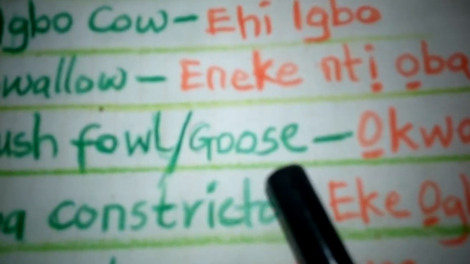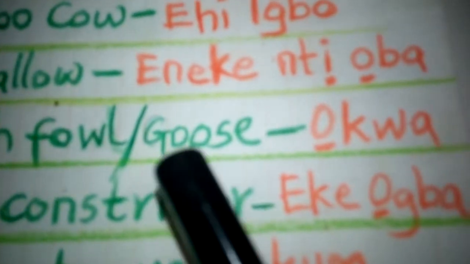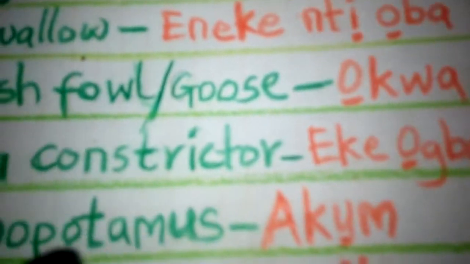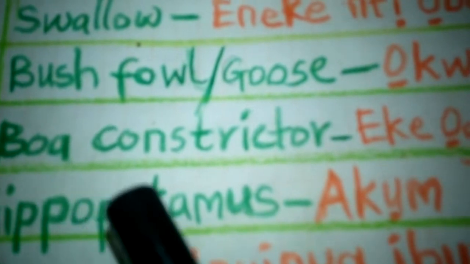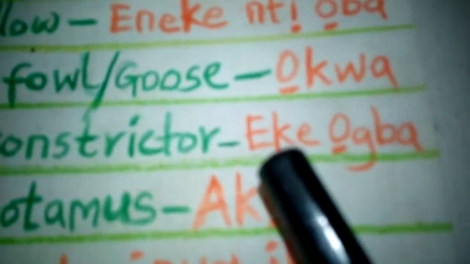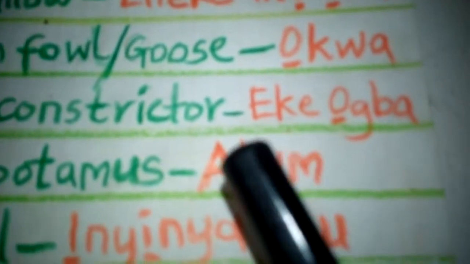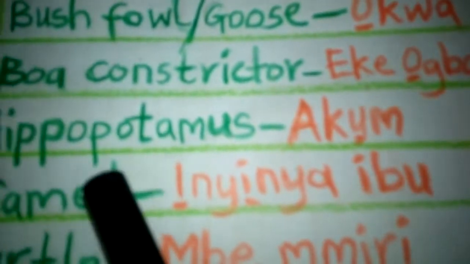Bush fowl. Geese, or you say bush fowl. So geese. Okwa. Boa constrictor. Eke Oba. Very big. He can swallow somebody. Okay? Eke Oba.